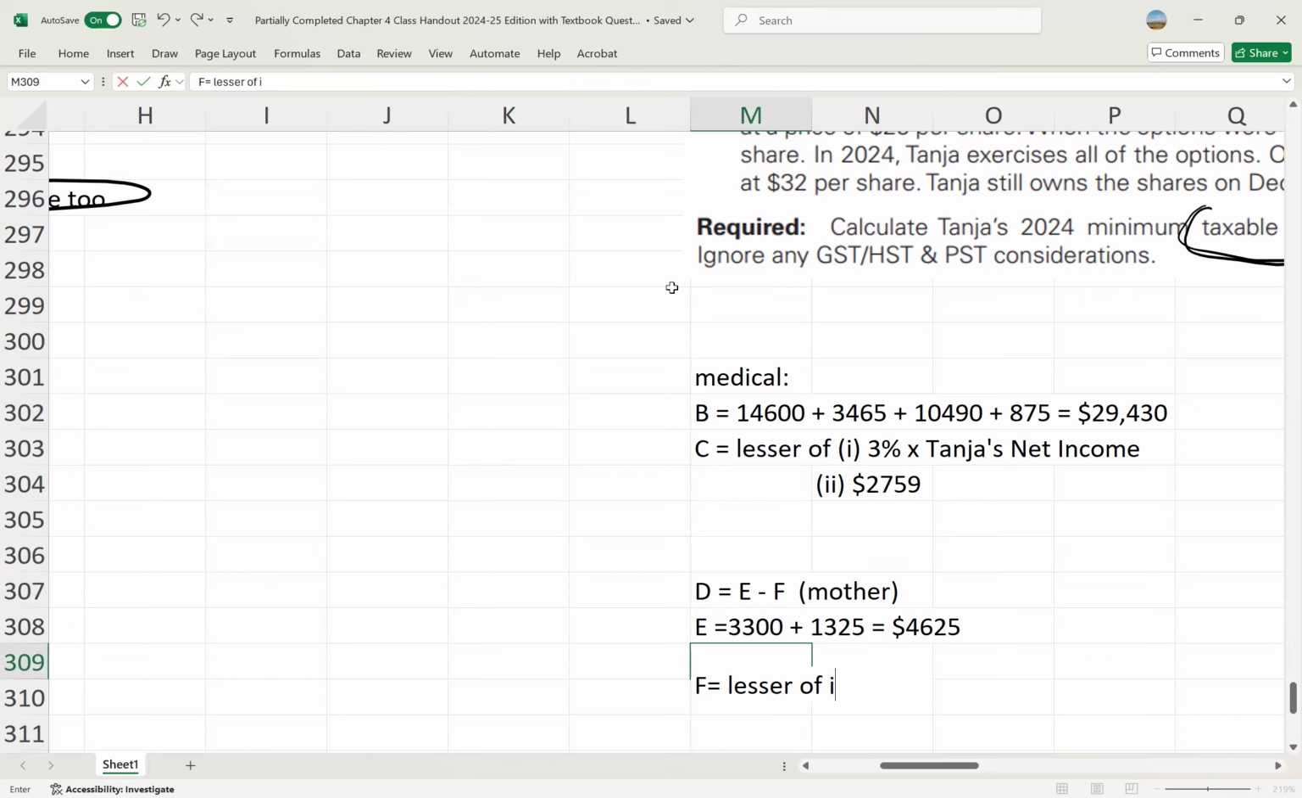Oops. Hold on here. It's not of Tanya's net income, it's of the mother's net income. Oh, hold on here, what's going on?